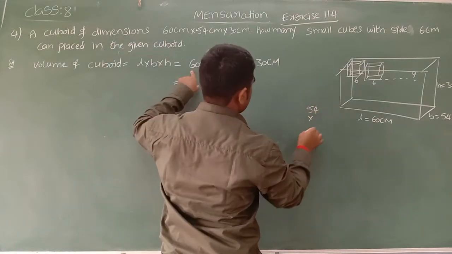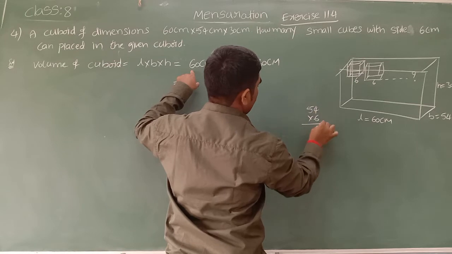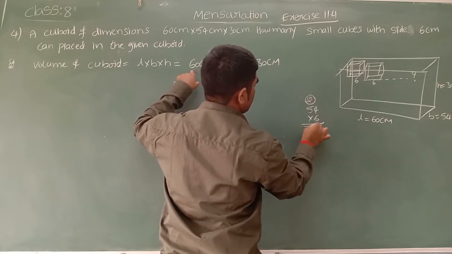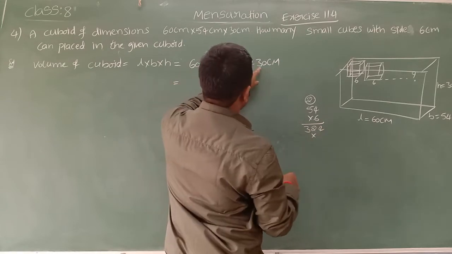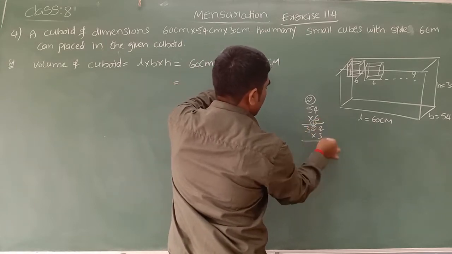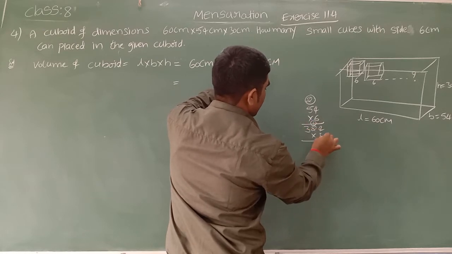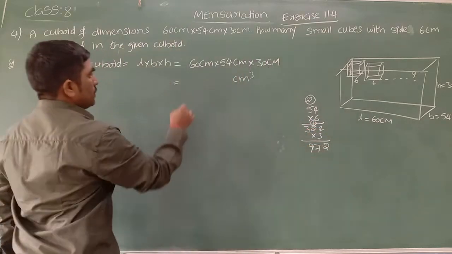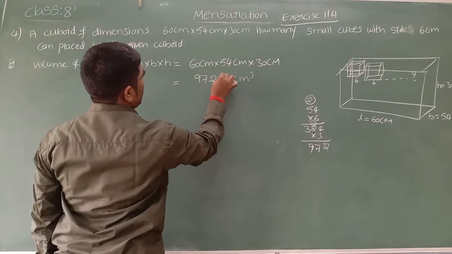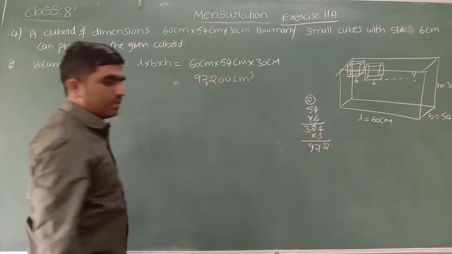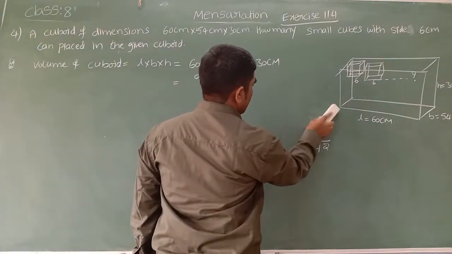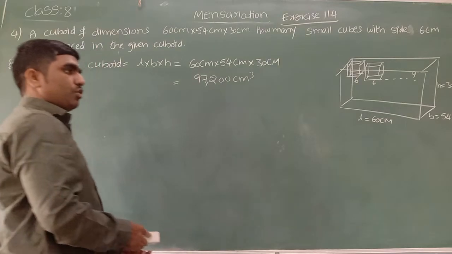54 into 6. 6 4s are 24, 4 to carry. 6 5s are 30, 30 plus 2 is 32. Into 3: 3 4s are 12, 2 carry 1. 3 2s are 6 plus 1 is 7. 3 3s are 9. So here I got 972 and 2 more zeros, 97,200 cubic centimeters. This is the volume of the cuboid.